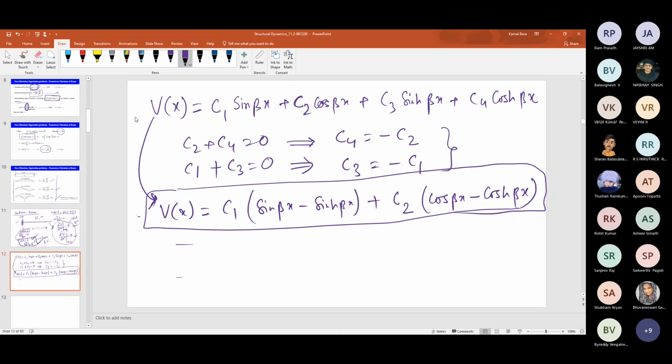We have applied the geometric or essential boundary conditions to get these two expressions, and from that we obtain these. Then using that I am writing it in a simplified form. Now I am applying the remaining force boundary conditions, two force boundary conditions. I will get two expressions.